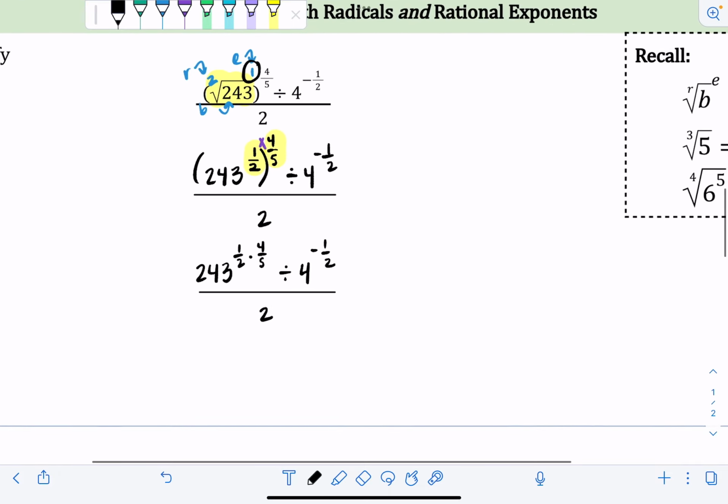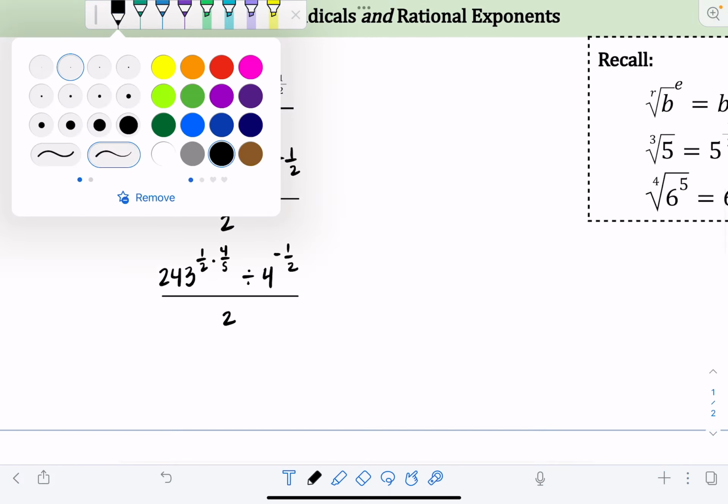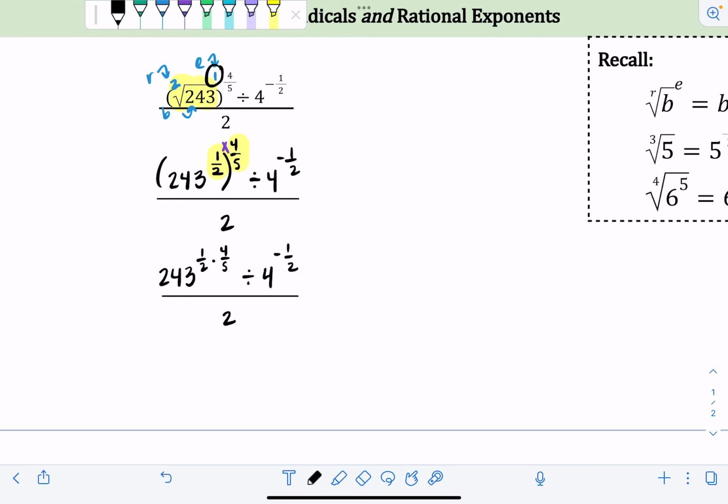And now I'm going to try to zoom in so it's a little bit easier to see. Now I can go ahead and multiply these exponents. We can multiply straight across and then reduce, or we can cross cancel. The 4 and the 2 have a common factor of 2, so I'm going to divide them both by 2. If I divide 2 by 2, that becomes 1. If I divide 4 by 2, that becomes 2. And now I can multiply straight across.